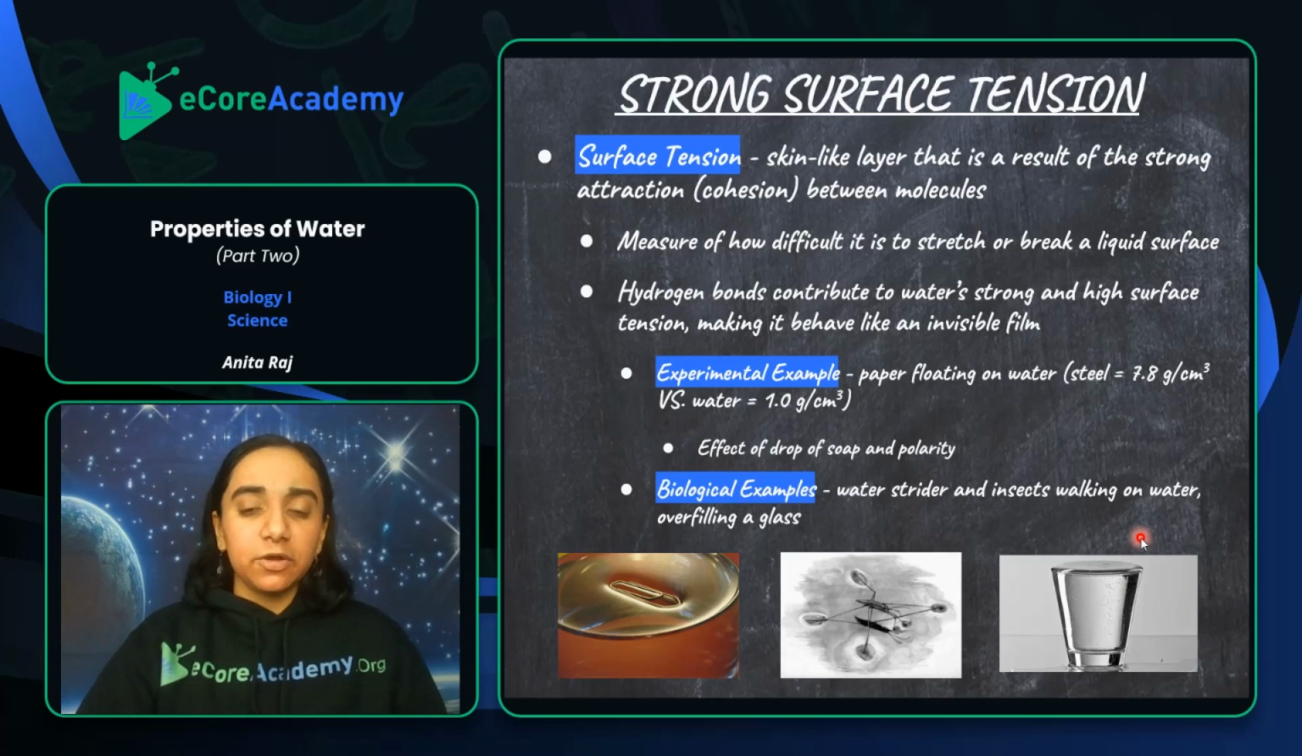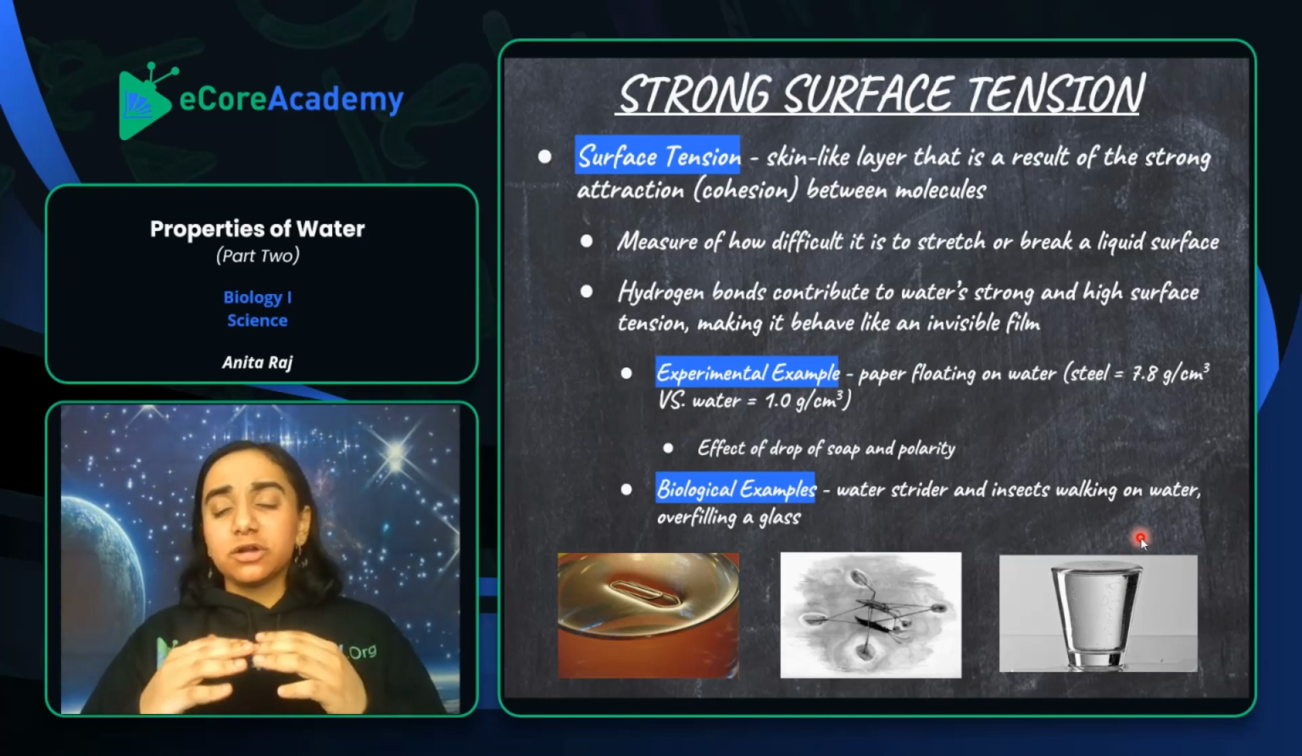And here's an experimental example that we did in class. We had a petri dish, I think, and we put water in it, and then we put a paper clip on top. If we place the paper clip gently on the water, it was actually able to float, even though the paper clip, which was made of steel, has a density of 7.8 grams per centimeter cubed, but the water's density is 1 gram per centimeter cubed. This has a lot to do with polarity, but mostly has to do with the surface tension.